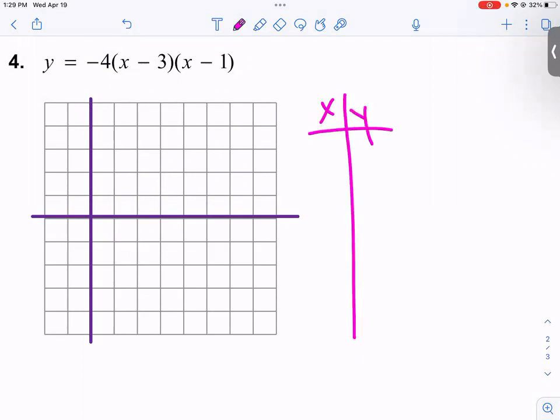All right, Evan, if we set this equal to 0, what are our x-intercepts? Okay, so 1 and 3 are our x-intercepts. So there they are right there for us. In your XY chart, you need to have 1, 0, and 3, 0. Those are your x-intercepts. Okay, so Maddie, what x value do we find our vertex at? 2 is in the middle of 1 and 3. Okay, and when we plug 2 in for x, we would get -4 times -1 times +1.